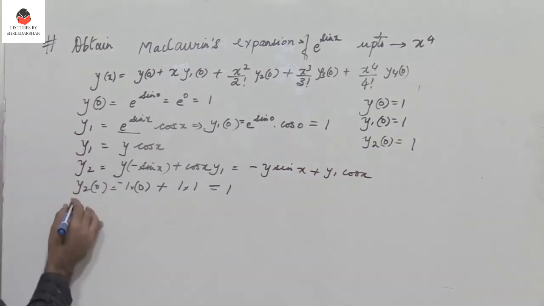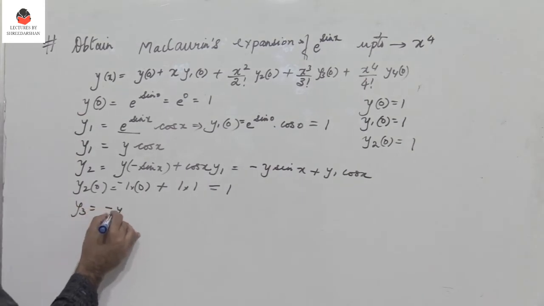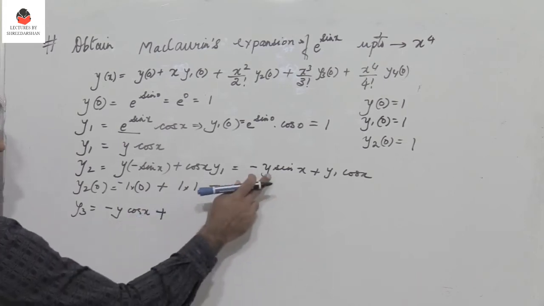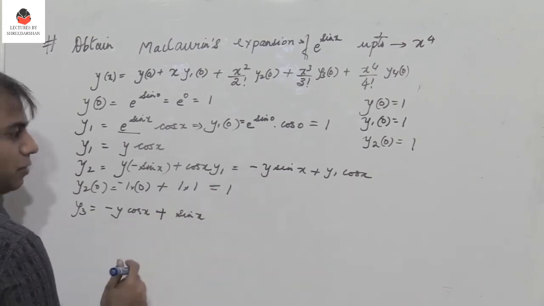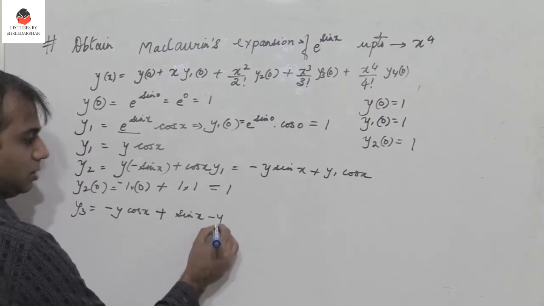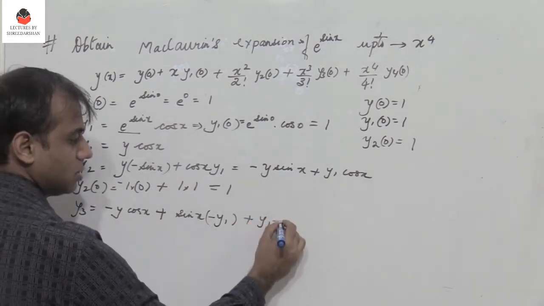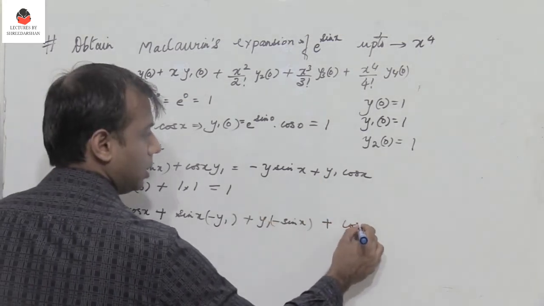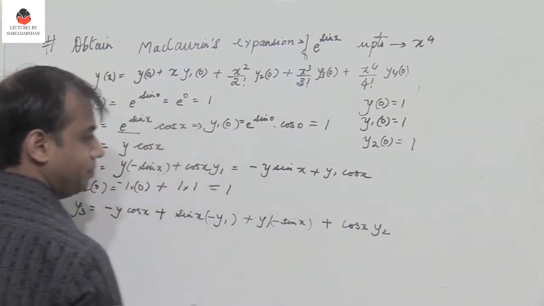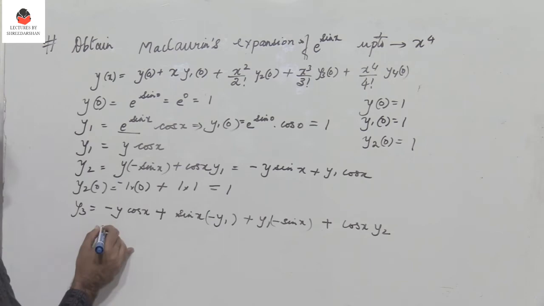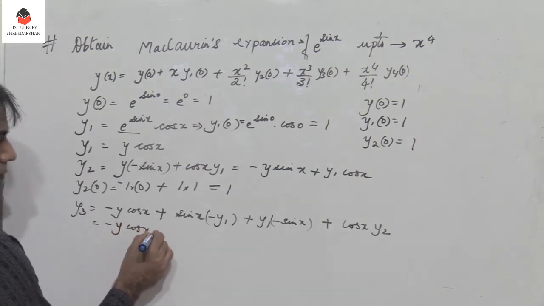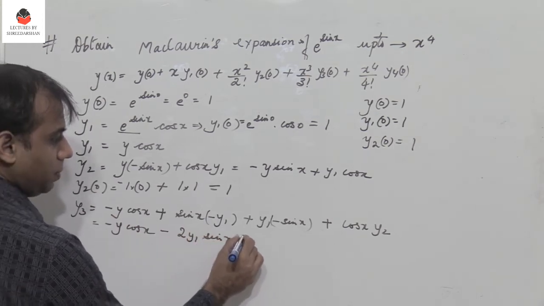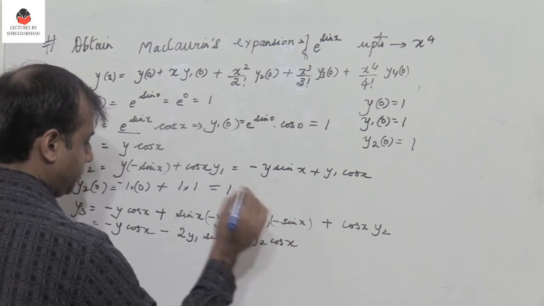So I differentiate this again. So y3 equals minus y, differential of sine x is cos x, plus sine x, differential of y is y1 with a negative sign, plus y1, differential of cos x is minus sine x, plus cos x, differential of y1 is y2. So you have minus y cos x, and then you have minus 2 y1 sin x plus y2 cos x, right?